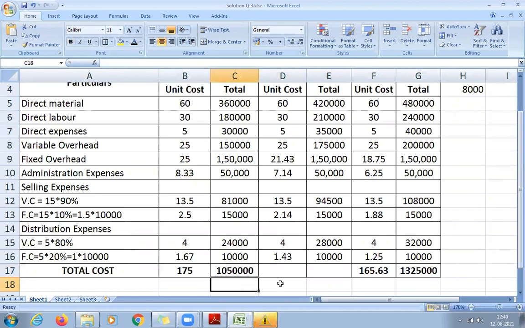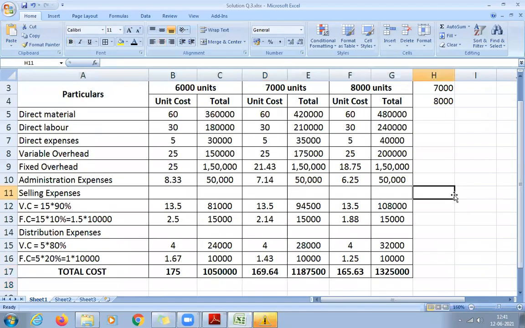Next, Thomas, 7,000. Have we done? Yeah, sir. Unit cost is 169.64. Yeah, correct. And total 11,87,500. I also got that. Got it? So this is how you have to prepare a flexible budget.